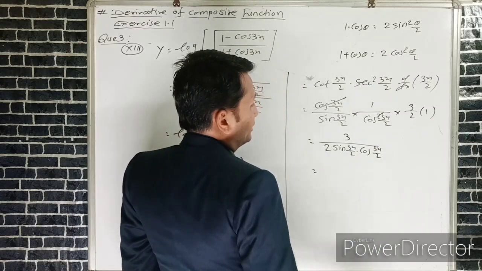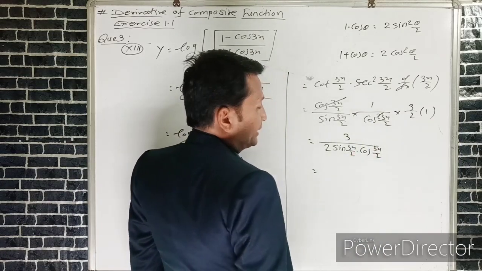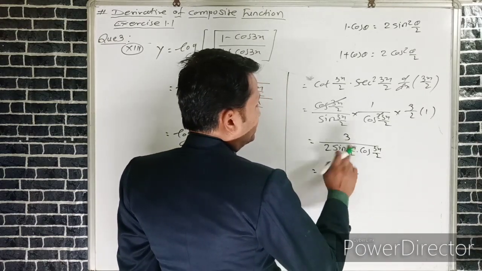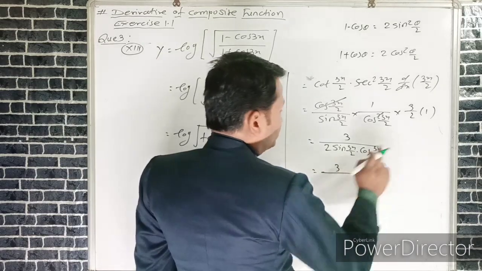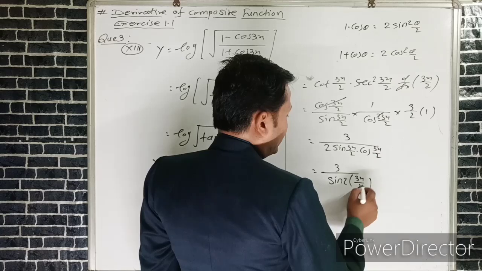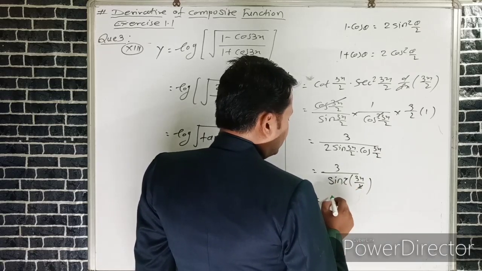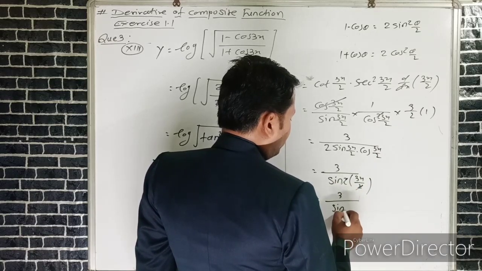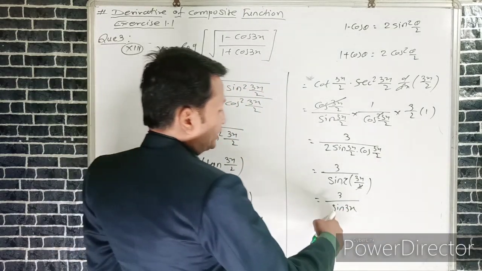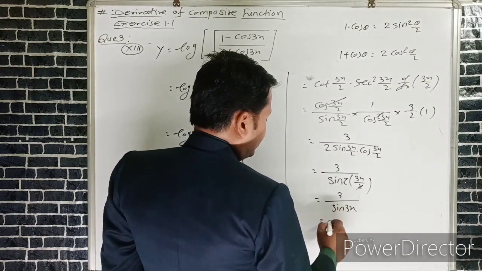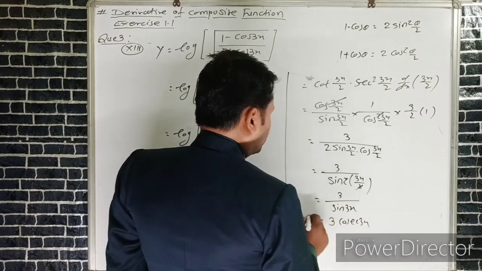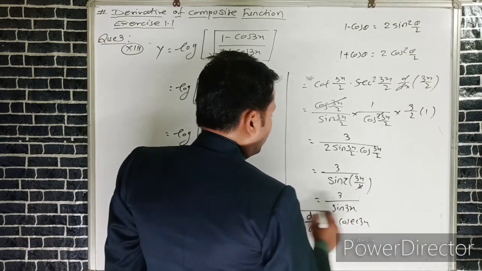We know that 2 sin theta into cos theta is sin 2 theta. Hence we can write 2 sin of 3x by 2 into cos of 3x by 2 is sin of 2 times 3x by 2. If we cancel 2, then we can write 3 upon sin of 3x. We know very well that 1 upon sin x is cosec x. Hence we can write 1 upon sin 3x is cosec of 3x, which is the required derivative of dy upon dx.